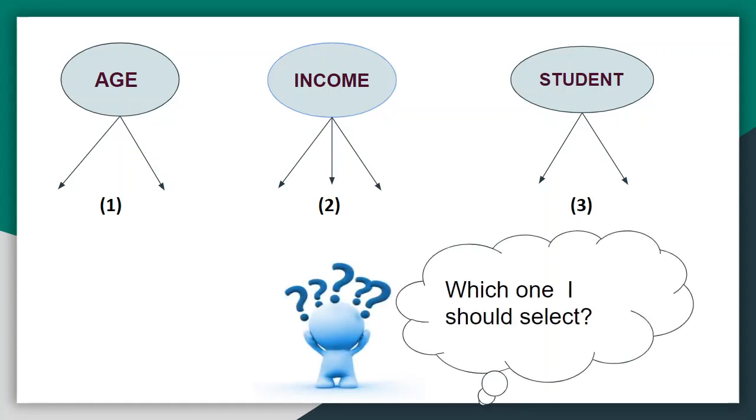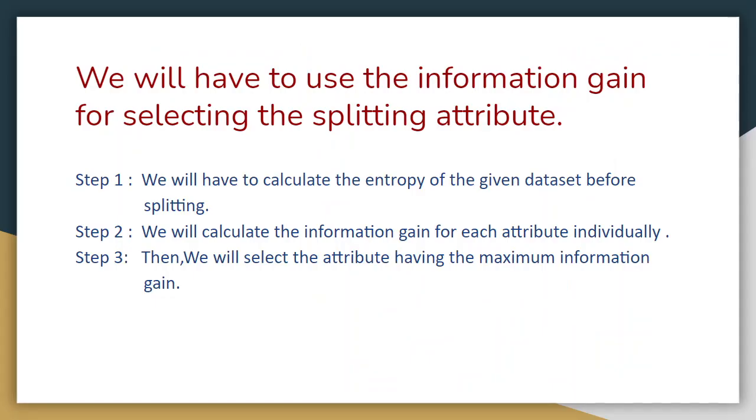No worries. If there is a problem, there is a solution too. We will use information gain for selecting the splitting attribute by following these 3 steps. In the first step, we will calculate the entropy of the given dataset before splitting it. In the second step, we will calculate the information gain for each attribute individually. And in the very last step, we just select the attribute that maximizes the information gain.